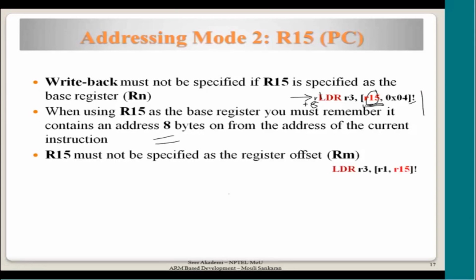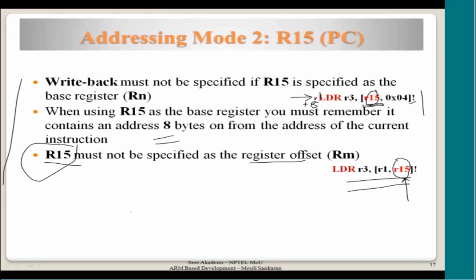And then one more restriction is that R15 must not be specified as a register offset also. So Rm is here, so do not mention R15, and when you say Rm cannot be R15, you cannot do any LSL or any operation on this also. Okay, because it might lead to erroneous execution. So that's all, these are the restrictions with the R15. Every instruction will have some special restrictions for R15, so I thought you should be aware of it. This is all what is mentioned in the ARM manual.